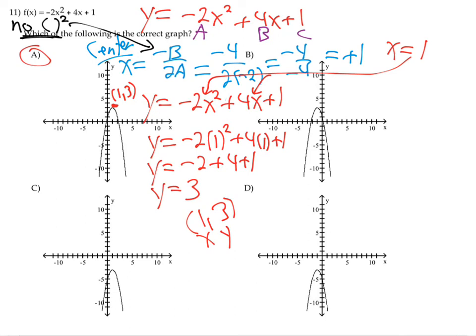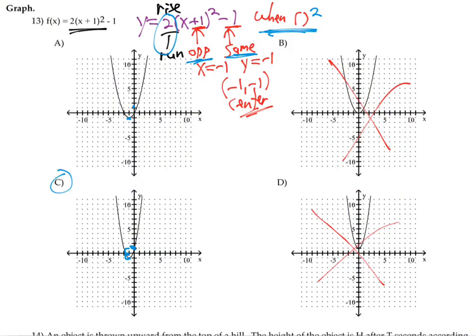I'll give you one with no parentheses squared. So there's no parentheses there, so you've got to do the -b over 2a. And then I'll give you one with parentheses squared, where you can just do opposite same on that.